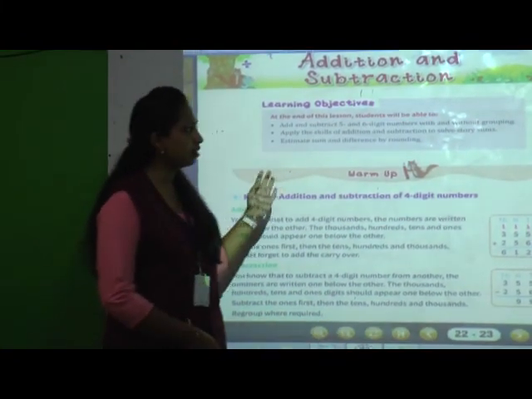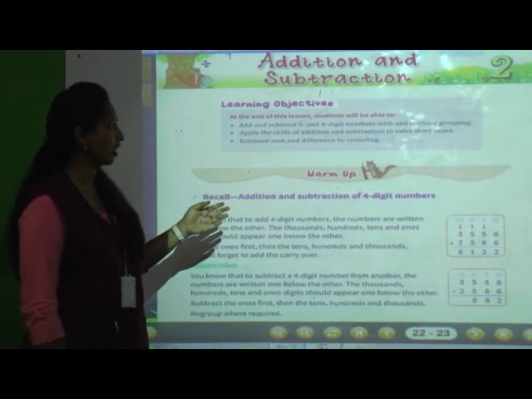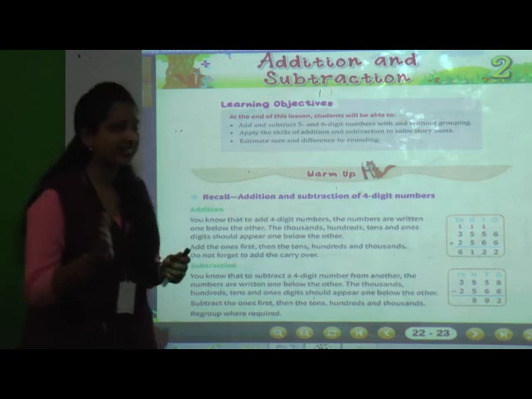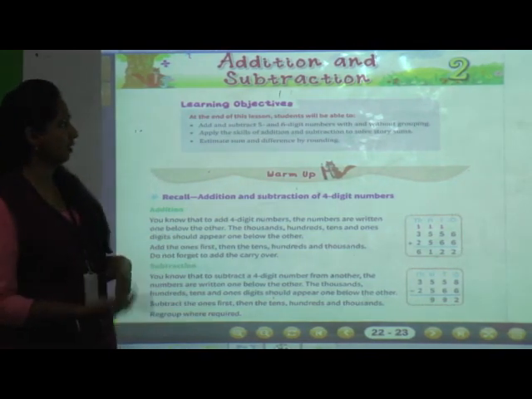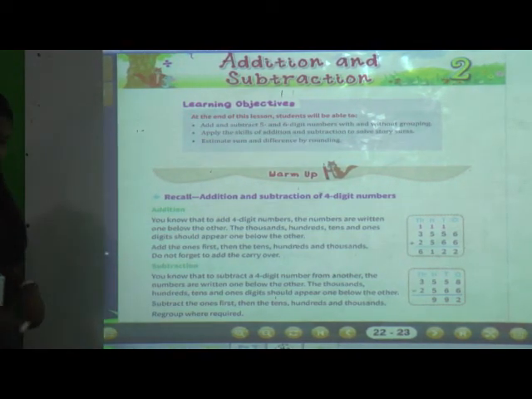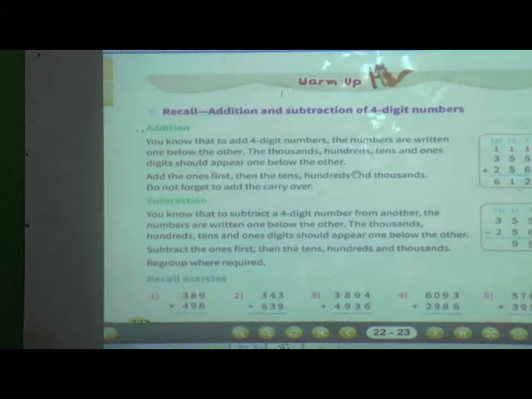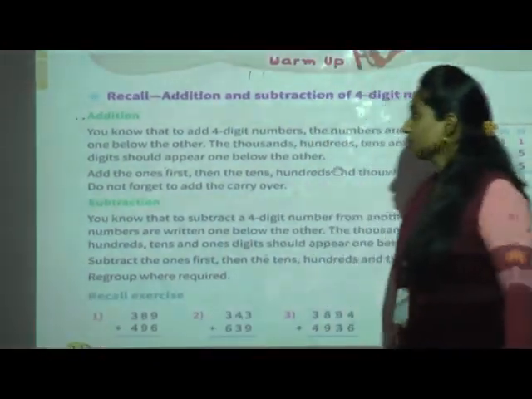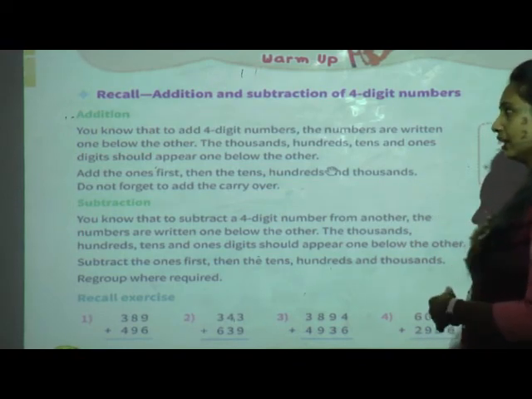But in fourth standard, what we are going to do in addition and subtraction is addition and subtraction of 5-digit and 6-digit numbers with regrouping and without regrouping. Okay, so before that, we will recall the addition and subtraction of 4-digit numbers. Once we revise, you will understand how to solve 5-digit and 6-digit numbers.